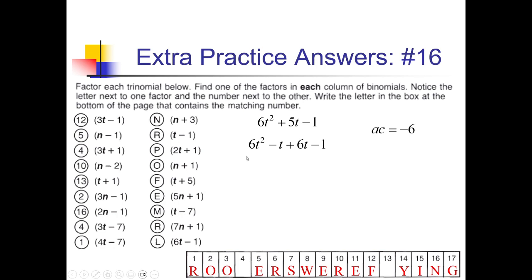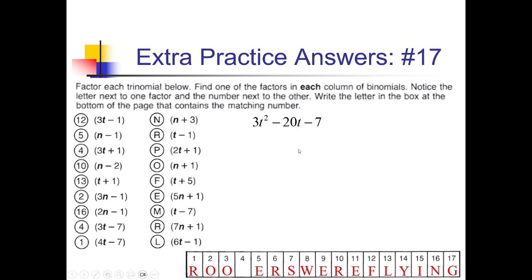Using some grouping, I take a t out of those first two. That leaves me with 6t minus 1. For the next ones, all I can do is take a 1 out of there. Again, that's going to be 6t minus 1. So 6t minus 1 comes out of everything. And then t plus 1 can be my other parentheses. 6t minus 1, see that down here? That's the letter L. And then t plus 1 over here, that's 13. So we have 13L.